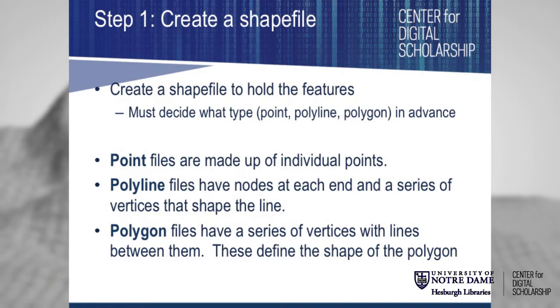Just to review things that we talked about in Module 3, point files are made up of individual points. Polyline files are made up of a series of vertices with a sort of start and stop point. And polygons are a series of vertices with lines that then define a polygon. And that polygon can be very complicated as well. It could have a donut hole in the middle of it. It could be two separate parts. So there's lots of leeway within there, but we just have to be sure that we are deciding which one of these different geometries we want to work with.